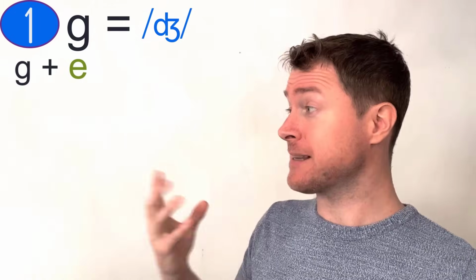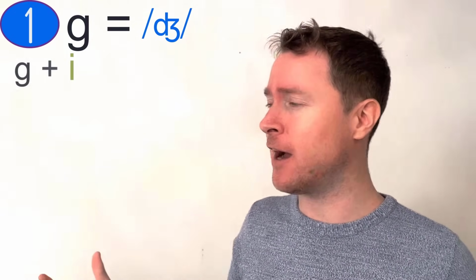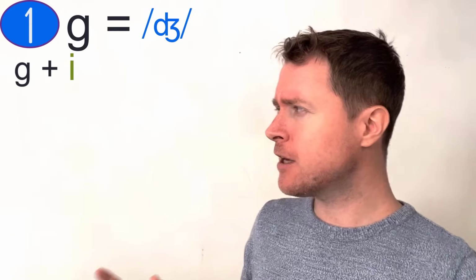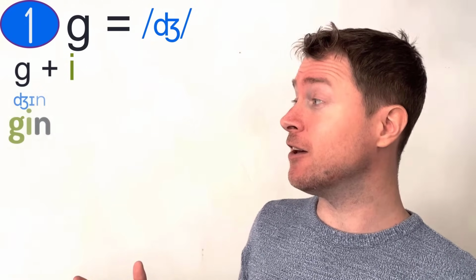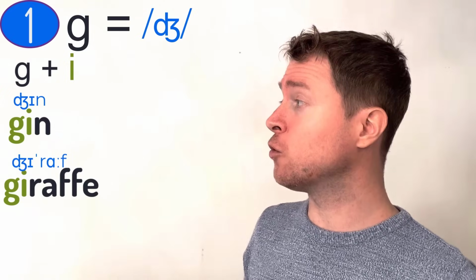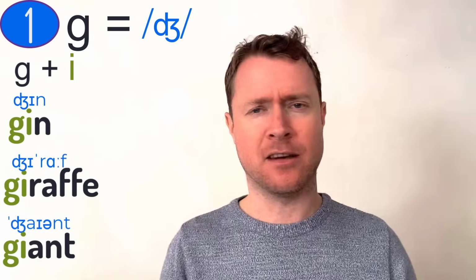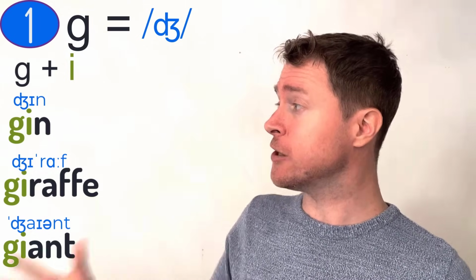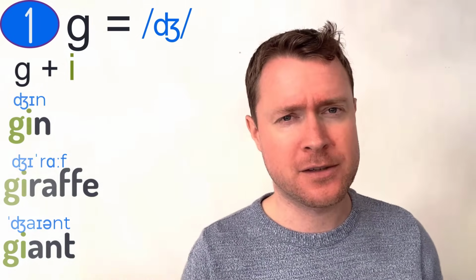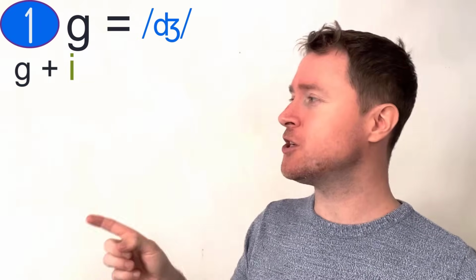Okay, so G plus E, the G is normally J. What about G plus I? G and I together also means that the G is usually J. Think about words like gin or giraffe or giant. Gin, giraffe and giant, okay? G and I at the beginning of a word. Gin, giraffe and giant.